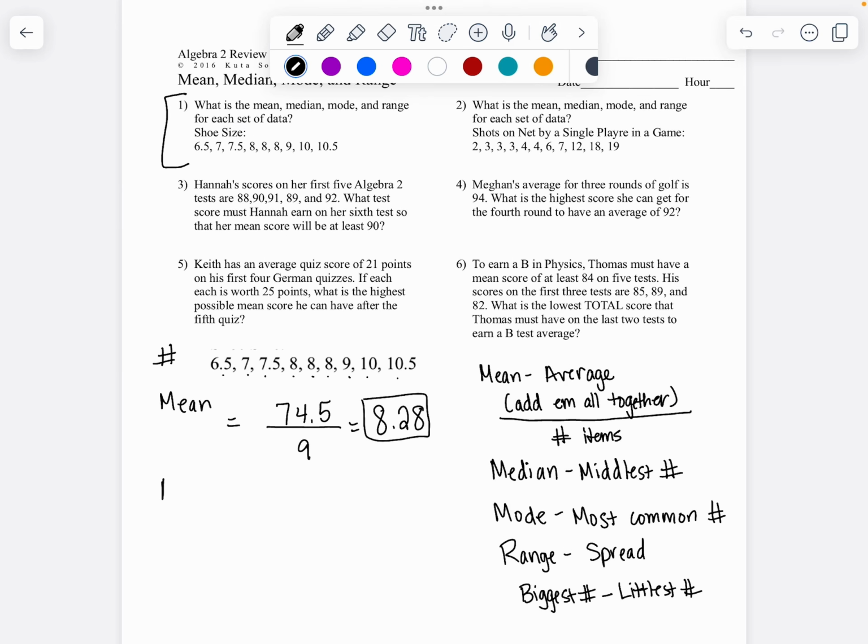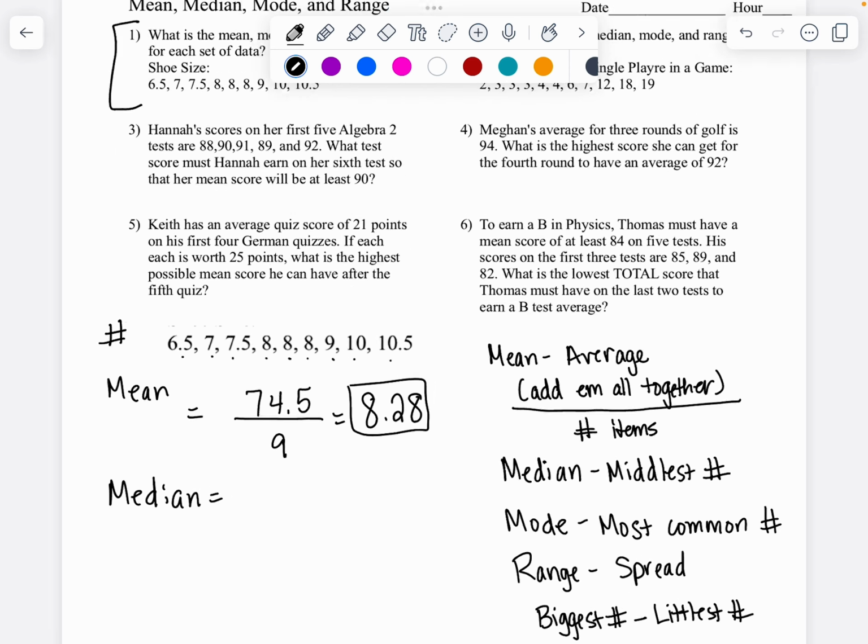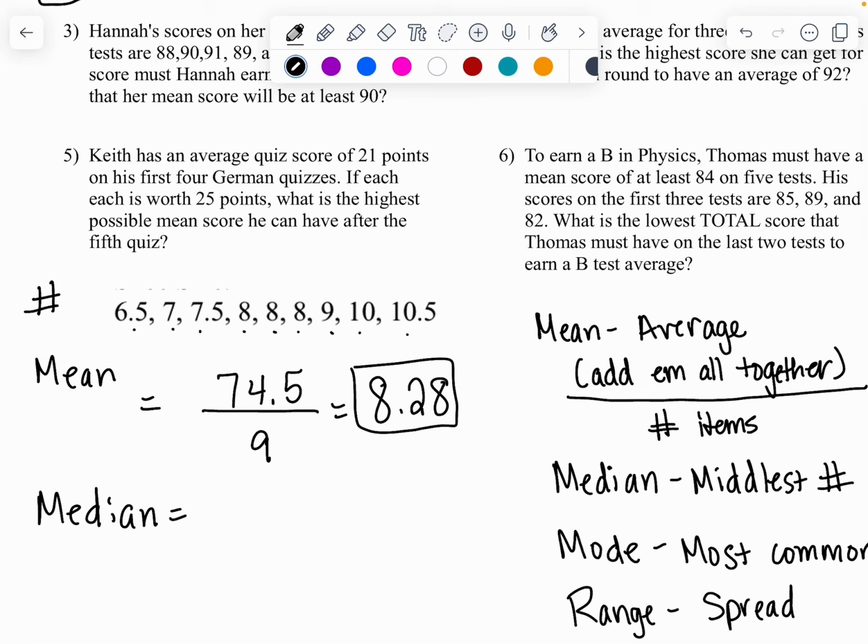Now my median is my middlest number. Okay, now when it's an odd number of objects like 9, odds are easy. Because watch what happens. I'm going to grab a different color, purple here. I'm going to cross off 6.5 and 10.5. Then I'm going to cross off my 7 and my 10, this one and this one, this one and this one. And this is my middlest number. My median is 8. That's pretty darn easy.